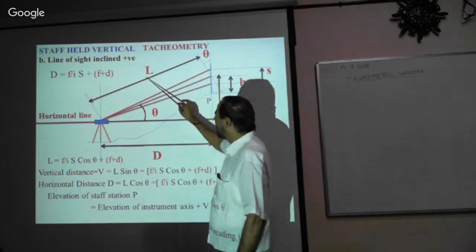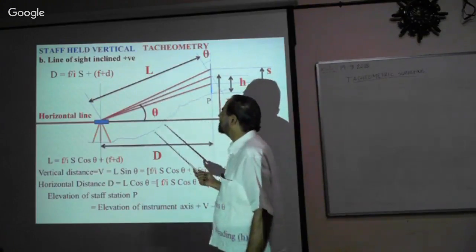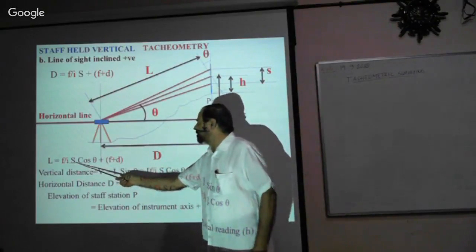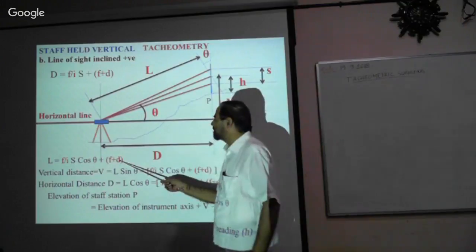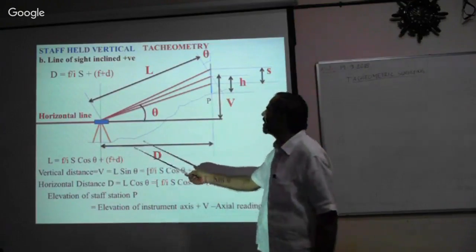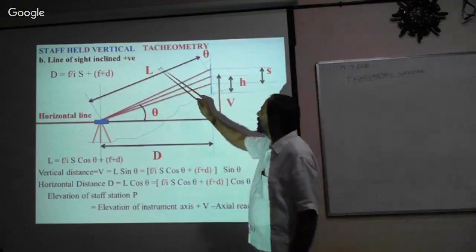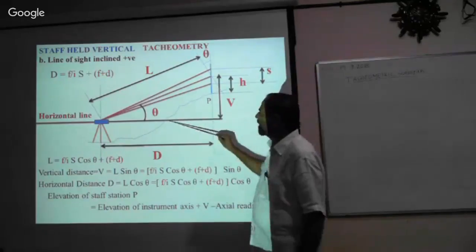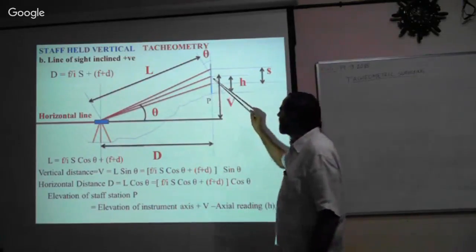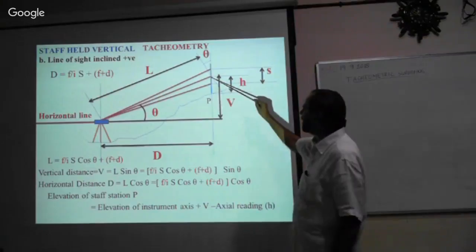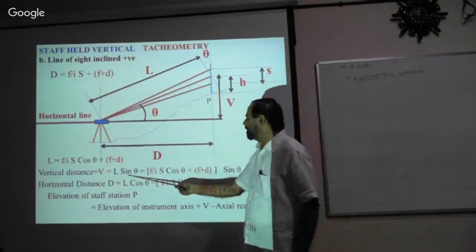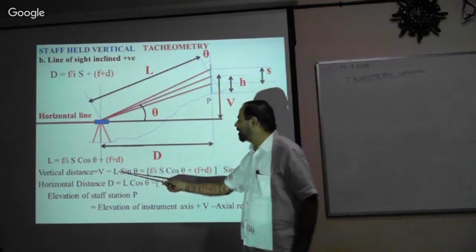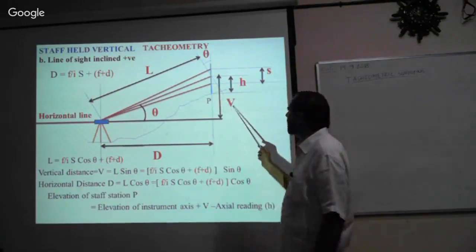Now, after calculating L, the things become simple, isn't it? Here S is known, theta is known, and the additive constant is known. Then our problem is solved. Once we get L, consider this triangle. This is the opposite side V. Opposite side V is equal to L sin theta. Now substitute our calculated value of L here, and theta is known. Then we will get V.